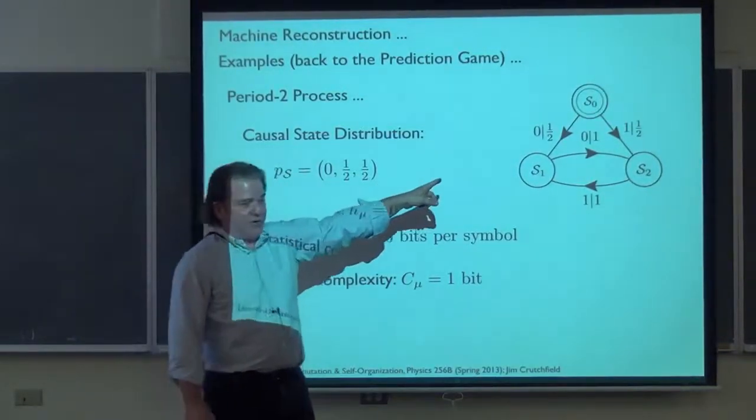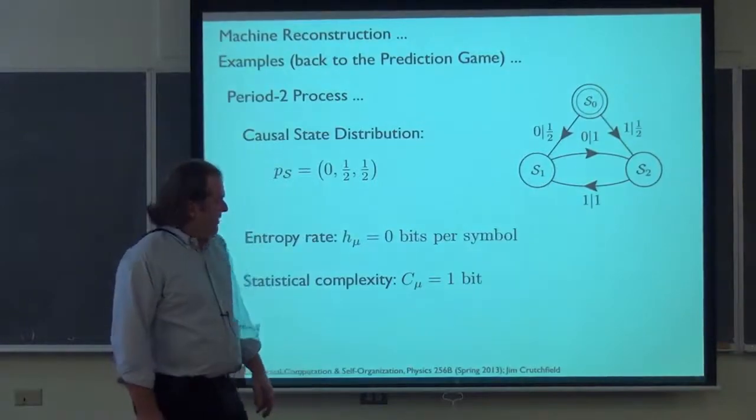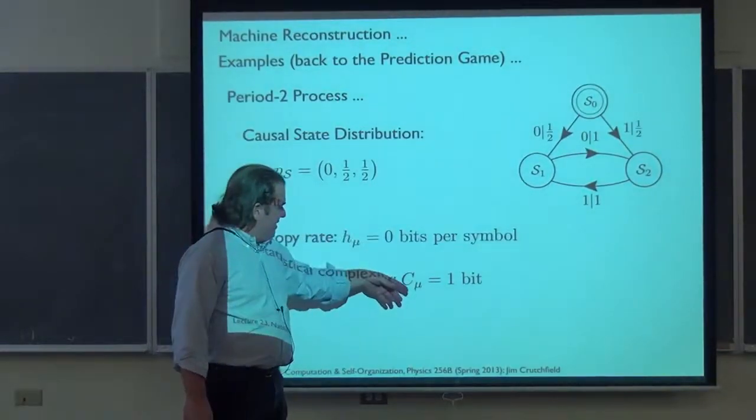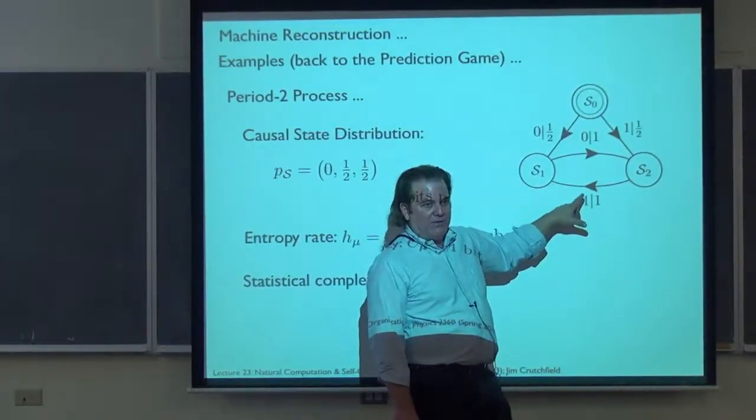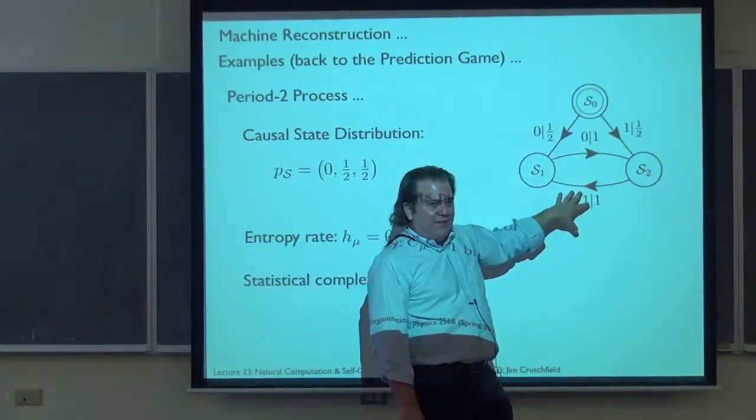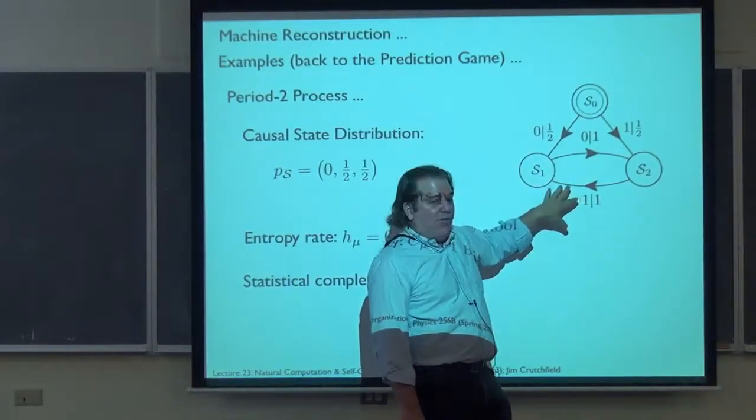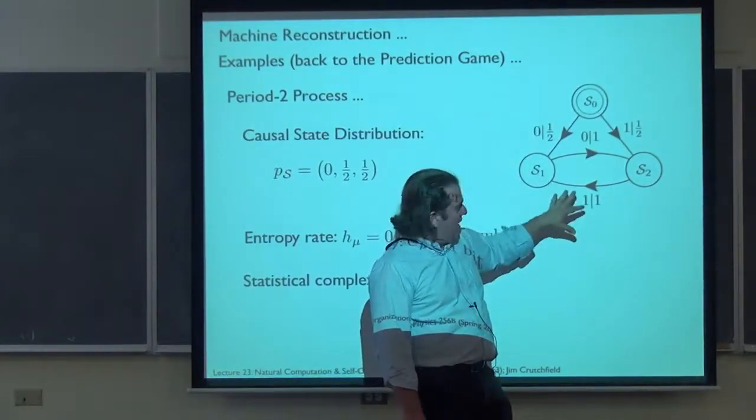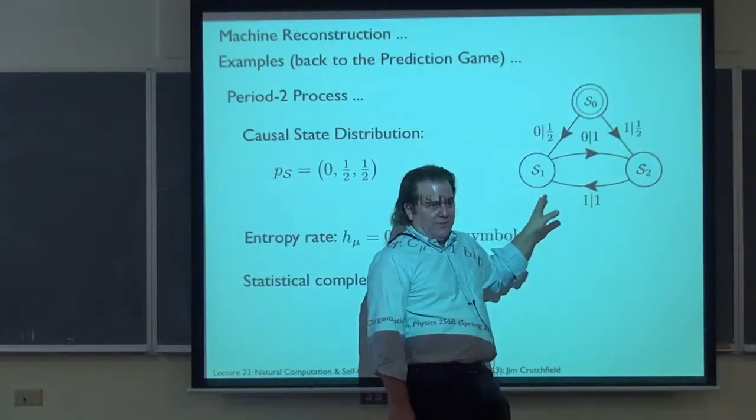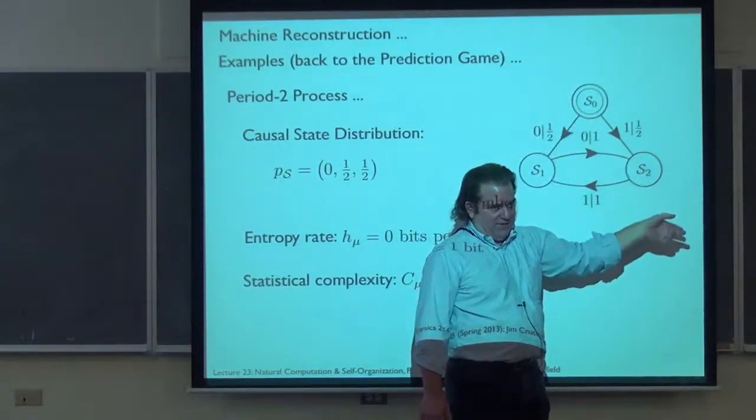But there's more structure here. In fact, if I just tell you h mu is 0 and C mu is equal to 1, this is much more informative, right? It's kind of trivial, but we pulled this out just mechanistically. We weren't guessing. We just turned the crank. It's a period 2 process. There's a certain way you synchronize to it.